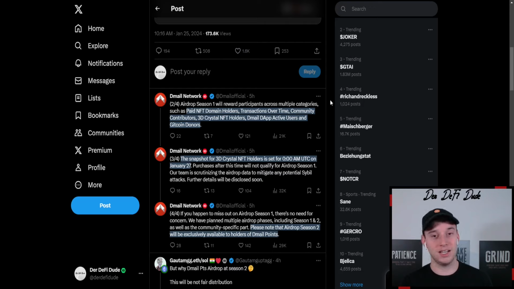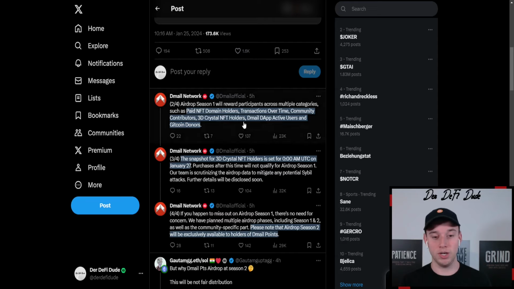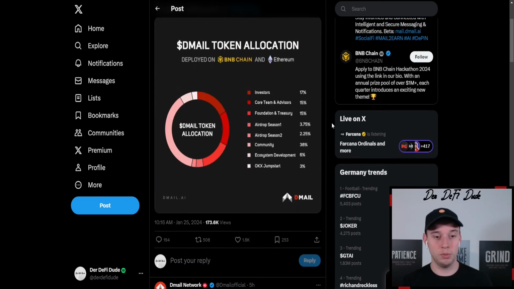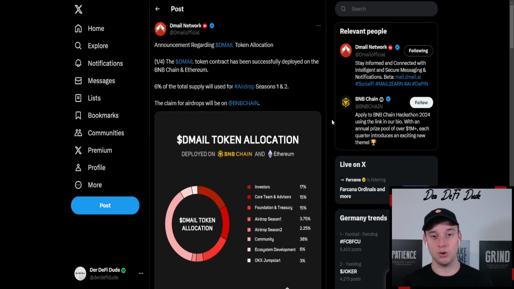right now because I don't think the airdrop allocation will be that high that it covers all the cost for your NFT. But you can do your research on this by yourself if you potentially want to qualify also for season 2, because this NFT gives you, I think, 500 points per week if you're just holding it. And the last two parts, which I didn't mention yet, which will receive the season 1 airdrop, are DMail DApp active users and also Gitcoin donors. The airdrop will be claimable on the Binance Smart Chain. There is no link yet, so also follow their Twitter account and wait for the official link to be posted.